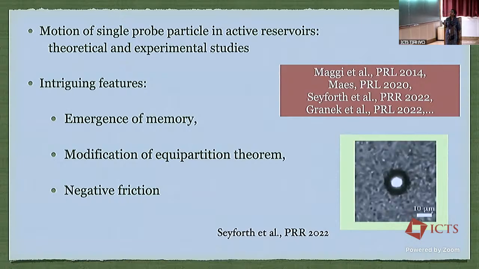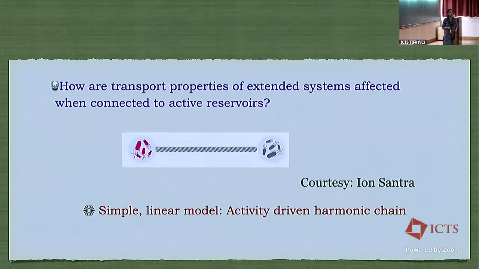Okay. So we are going to talk about what happens if we connect an extended system to 2 such active reservoirs. This is a schematic diagram. We have one active bath with a certain value of persistence, and one system connected to 2 active baths with different persistence. Then we expect a kind of drive because the persistences are different, and we are going to ask what kind of current flows through this system.